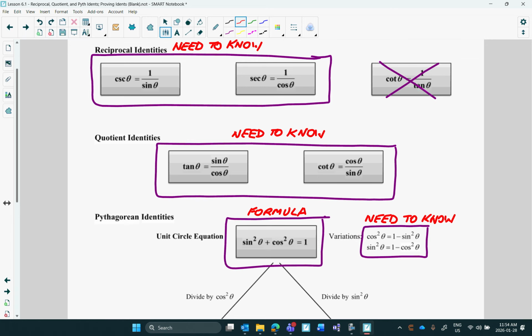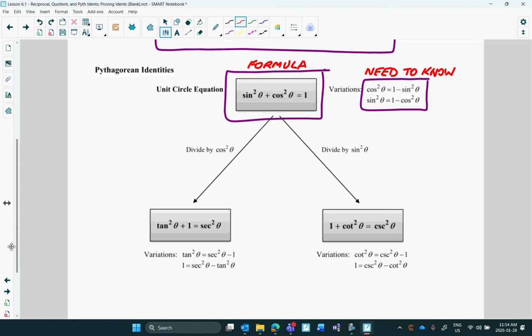Now, finally, you can get 2 variations of these to get this and this. If we took this and divided everything by cos squared theta, so sine divided cos is the same as tan squared. Cos divided cos is the same as 1. 1 divided cos is the same as sec. So this is just taking this and dividing everything by cos. This one is taking this original one and dividing everything by sine.